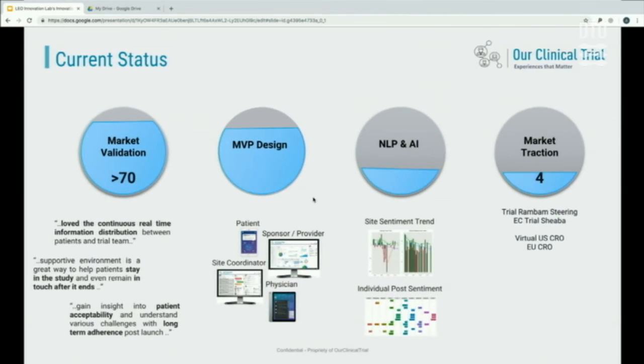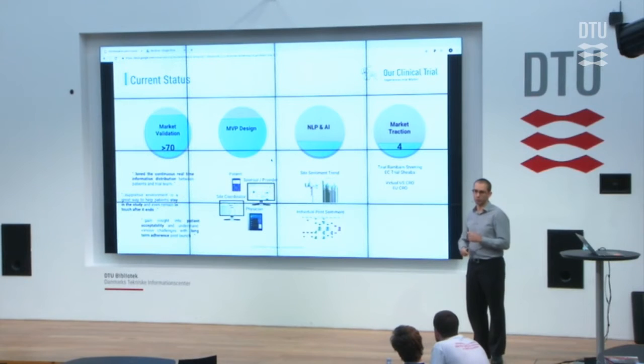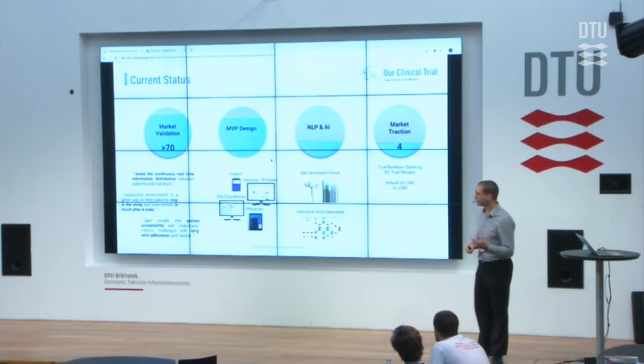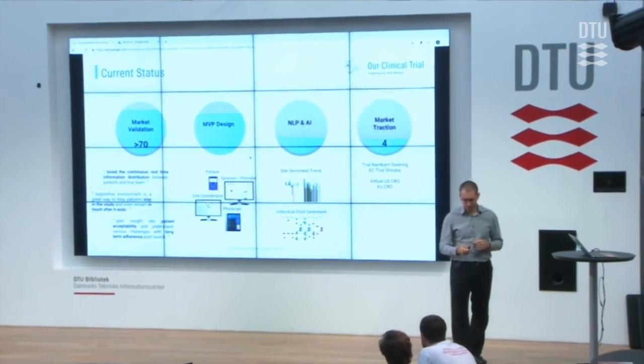So where are we at right now? Market validation. We talked with more than 70 members of the industry: patients, physicians, pharma, and CROs. Great feedback we got there. Our MVP design is in a late stage, NLP and AI development just started, and market traction: we got approval as part of a clinical protocol to enter 2 clinical trials, and we started discussions with 2 CROs on a future collaboration.